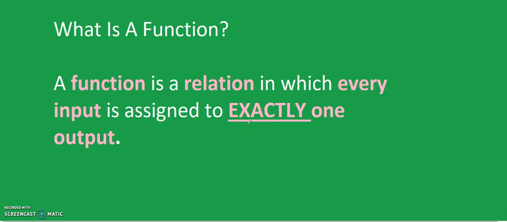Now, if you're not sure what a relation is, I made a previous video where I defined a relation. I talked about how to find the domain and range of relations also. But for just a quick reminder, a relation is something like a set of ordered pairs. So something like (1, 2) and (3, 4). That's just an example of a relation really quick before we talk about functions.